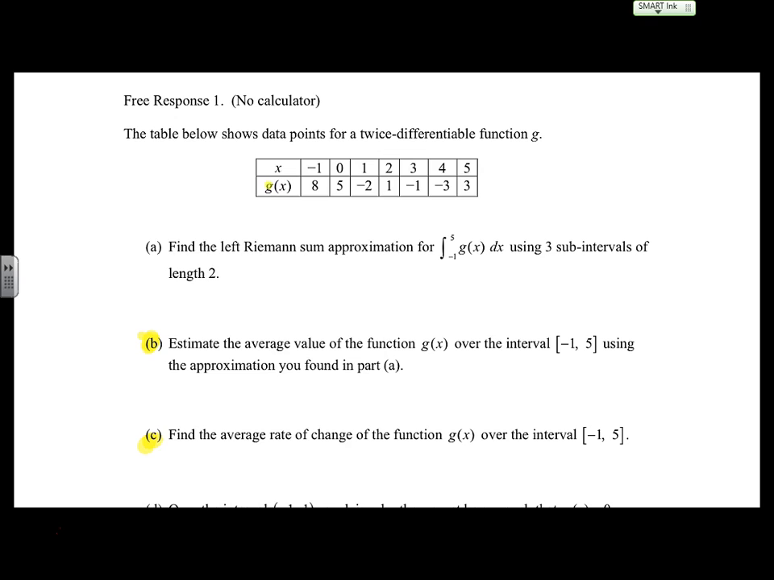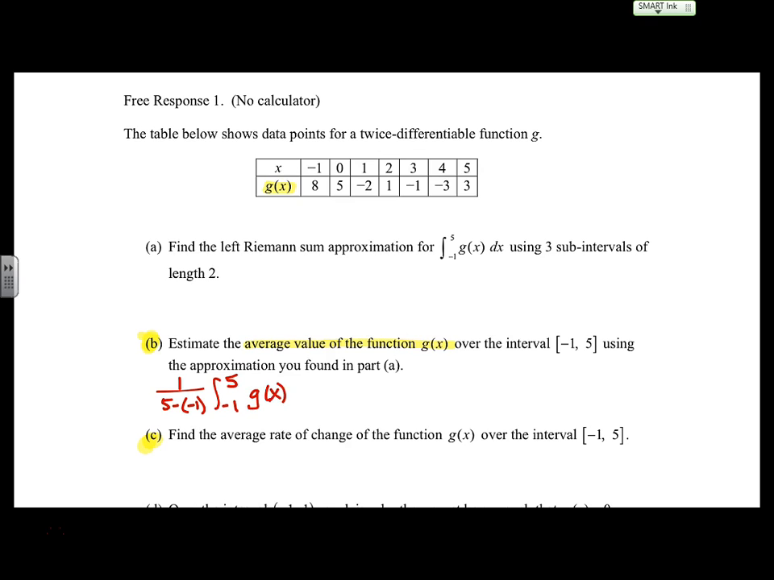Table. They give you a table, G of x. You gotta make sure you know who's in there. Letter B, estimate the... oh, kiddos, when you see that, what should you think? 1 over B minus A, but who's B and A in this one? Okay, so 1 over 5 minus negative 1. The integral from negative 1 to 5 of who? Average value of who? G. So G of x.